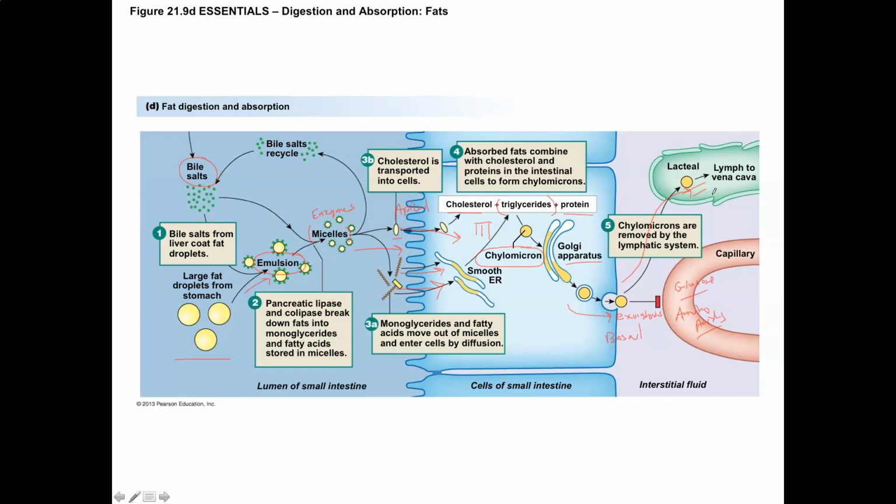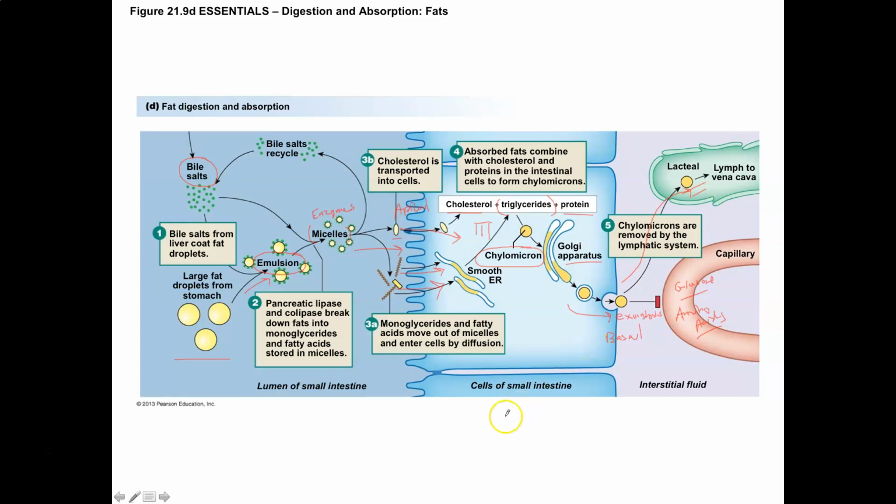Once the chylomicrons enter the lacteal, they're going to be taken through the thoracic duct, which is a lymphatic structure, and then that's going to dump into your venous blood supply. So the thoracic duct is merging with your left subclavian vein, and so we are bringing fat material into circulation using the lymph and venous system.